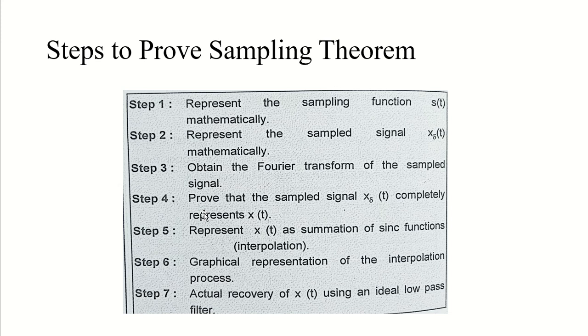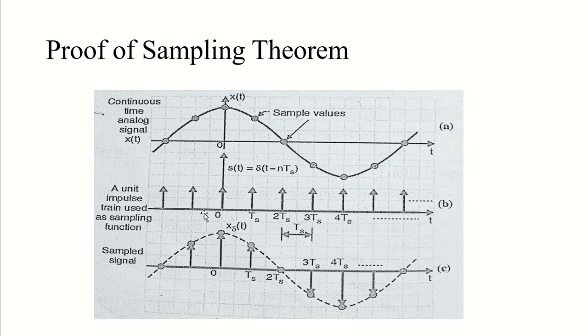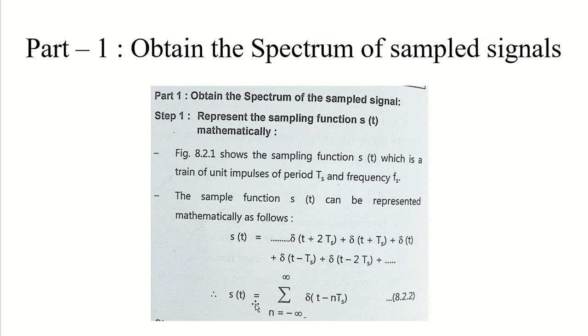Let's come to the first part. We have to obtain the spectrum of my sampled signal, right? The first step of the first part is to represent the sampling function as s of t mathematically. Now how do we do that? You can say from this figure, what we are basically doing is multiplying two signals, right? The sampling function s of t, which is a train of unit impulses of period Ts and frequency fs, can be represented mathematically as s of t is equal to summation n equals minus infinity to infinity delta of t minus n Ts.